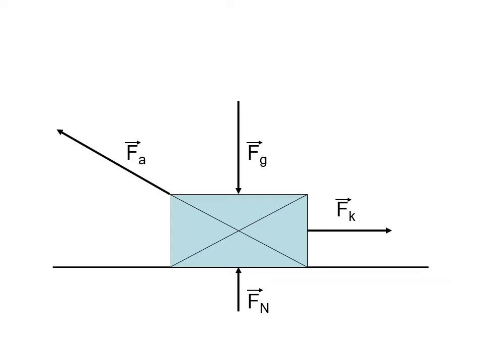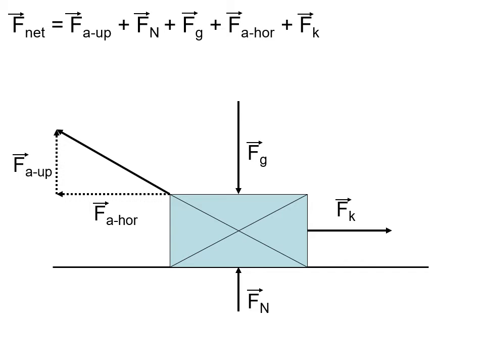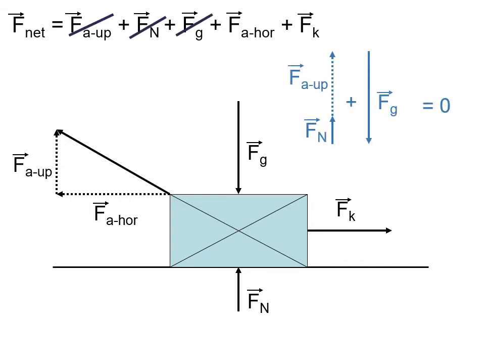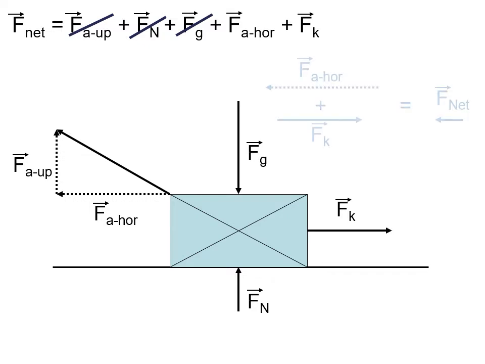The force we are applying can be separated into its horizontal and its vertical components. The net force is the addition of all these forces. Since the box is not moving up or down, the net force acting vertically has to add up to 0. Force applied horizontally is larger than the force of friction. The difference in their magnitudes will equal the net force.